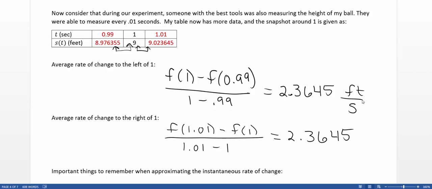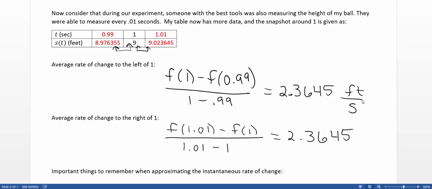And change always tells us how much the dependent variable changes for every 1 unit that you move in the independent direction. So that means that at this particular moment, if I were to move 1 second into the future, my ball would go up 2.3645 feet. So 1 unit in the independent direction, which was time, would result in a 2.3645 increase in the dependent direction, which is the height of the ball. So I was able to get the exact instantaneous rate of change.